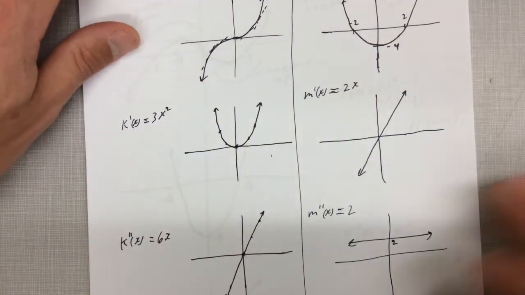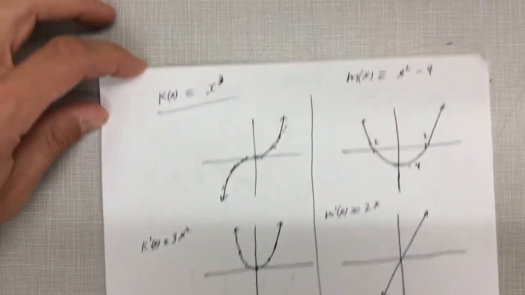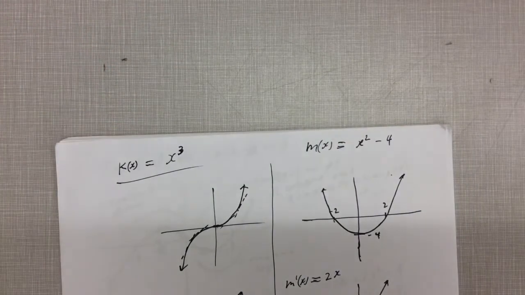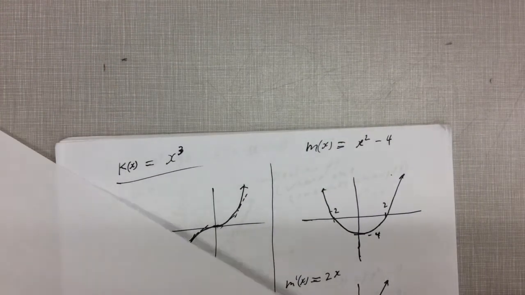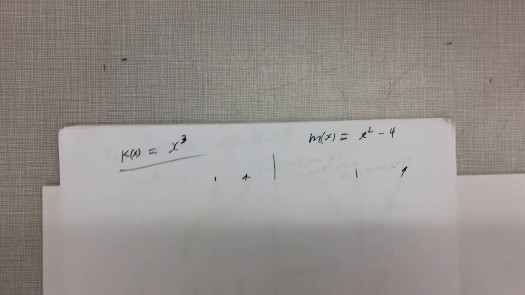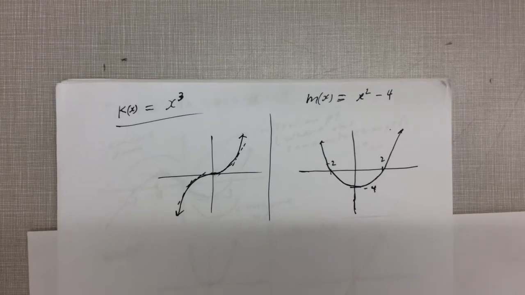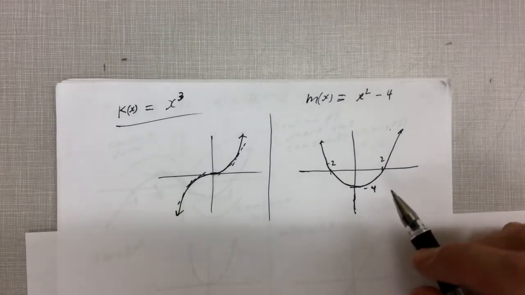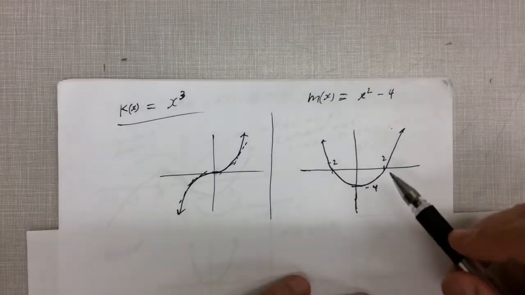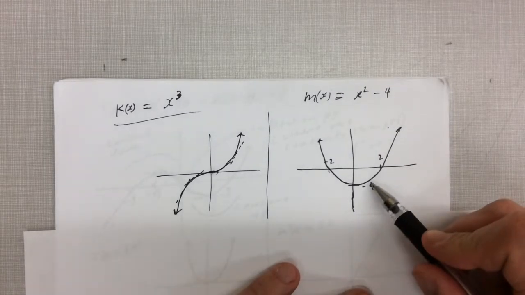Now looking at just a couple of functions here. Let's look at x cubed and x squared minus 4, and we're going to look at their graphs. Their graphs look like this. This is something we already know. Now analyzing their tangents. Let's start off with the x squared minus 4.